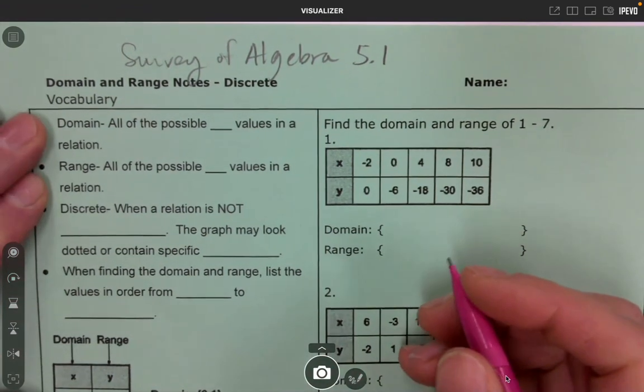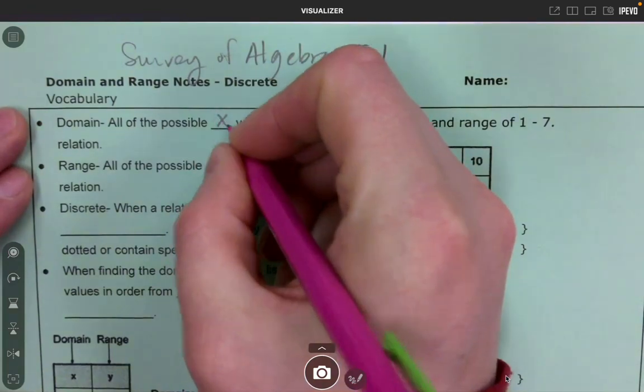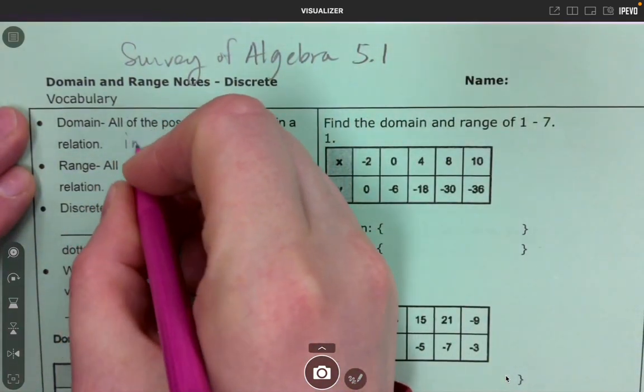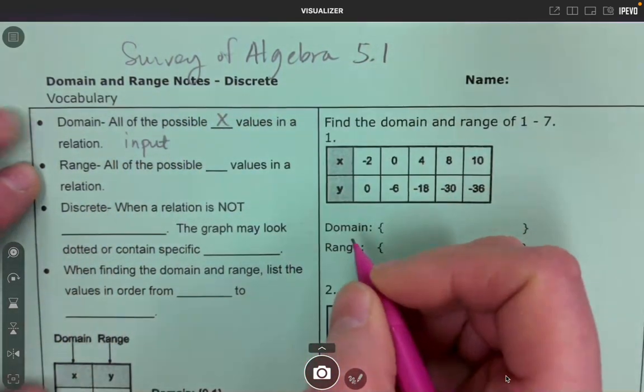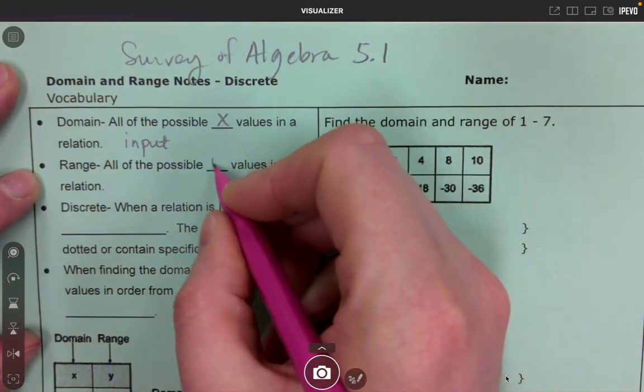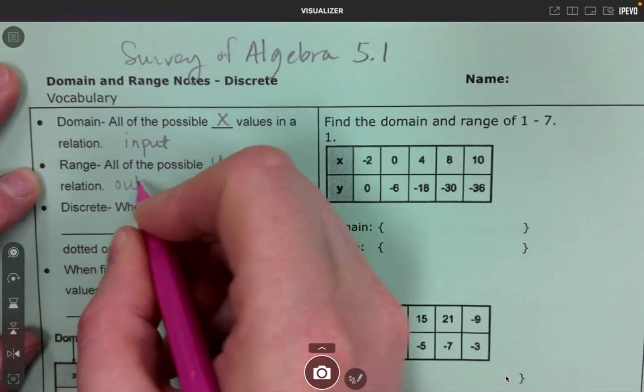So domain is all of our possible x values. So domain is going to be our input. Our range is all of our possible y values. That's going to be our output.